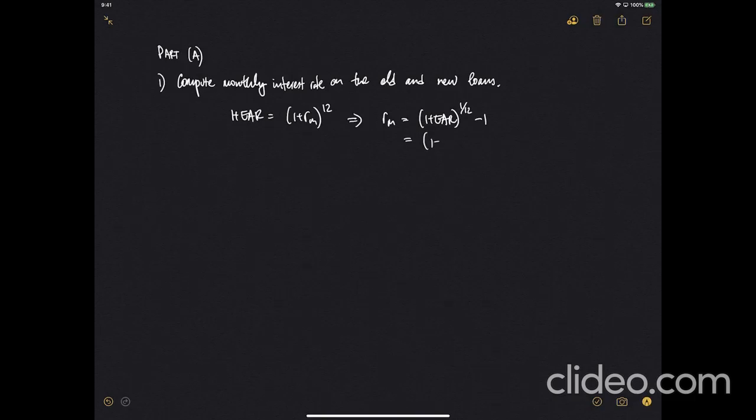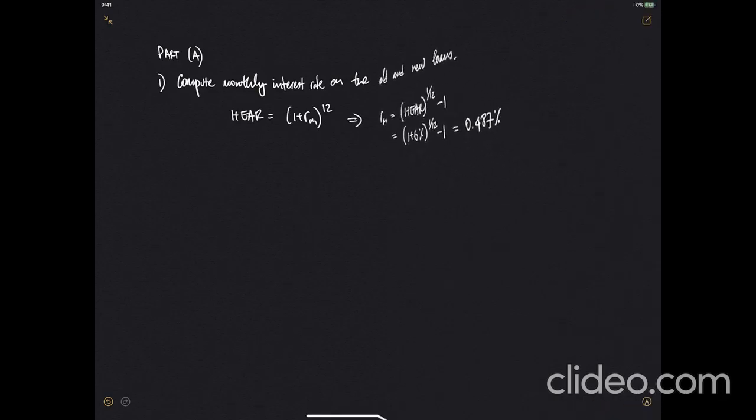So it's going to be 1 plus 6% raised to the power 1 over 12 minus 1. And this would give me 0.487%. So this is the monthly rate that we're paying on the old loan.